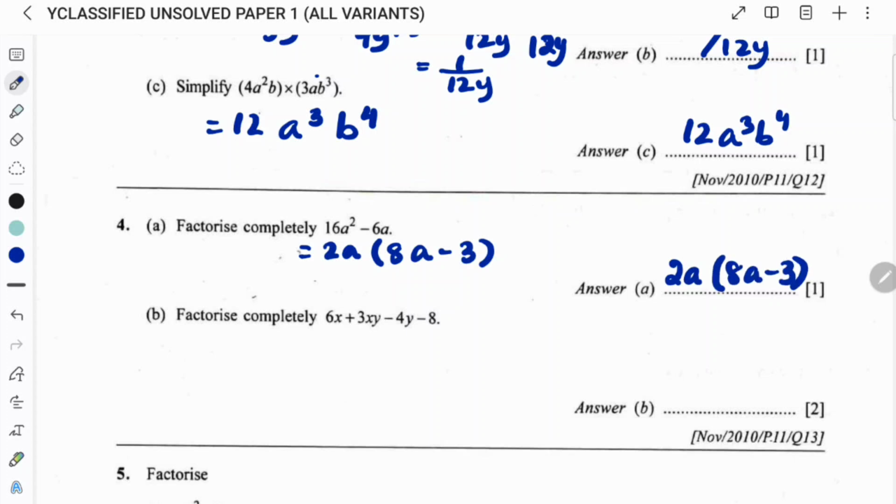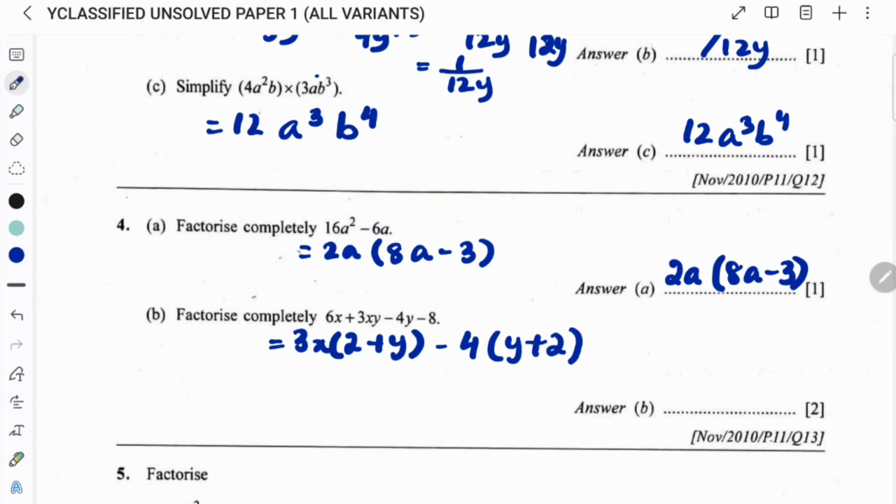minus 3. Now obviously the next question for b part, this we'll do by grouping. 6x plus 3xy. In these two we will have the 3x common, and then 3 times 2 is 6, so 2 plus, and y is left only because 3x we kept outside. So minus 4y minus 8, obviously minus 4 is common, and y plus 2, 4 2s are 8.